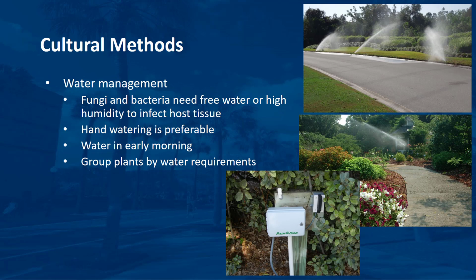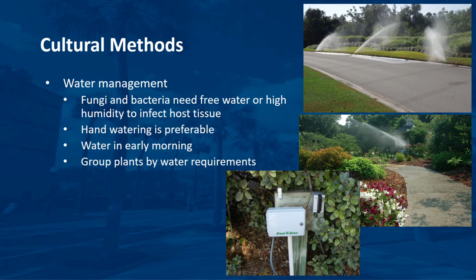Most fungi and bacteria that cause leaf diseases require free water or very high humidity in order to infect the host tissue and initiate disease. Therefore, water management is an important disease management tool. Hand watering is preferable because it can be restricted to the soil around the roots of plants and not the foliage. It is also important to water after dew has formed, but early enough to allow for fairly rapid drying of the irrigation water. The early morning hours are a good choice for watering.